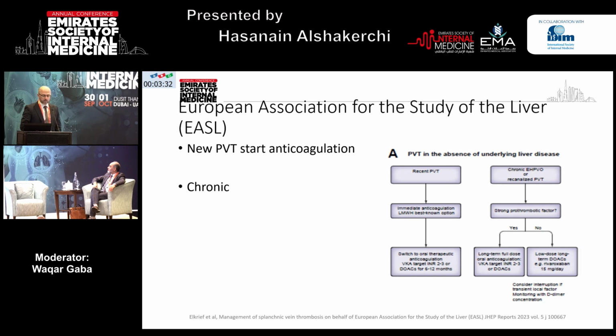They divide the treatment by the most important aspects in PVT. It's either with underlying liver disease or without any underlying liver disease. And then you decide as well whether it is recent or chronic. Mostly they require anticoagulation for the recent. For the chronic without any liver disease as well, mostly they require treatment with anticoagulation.